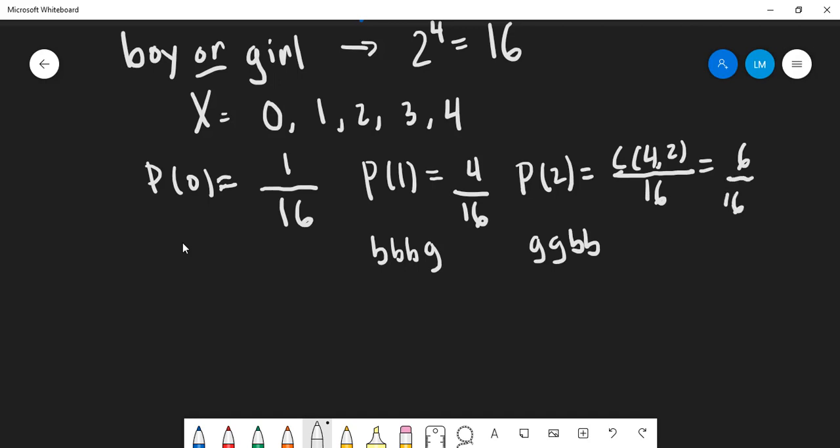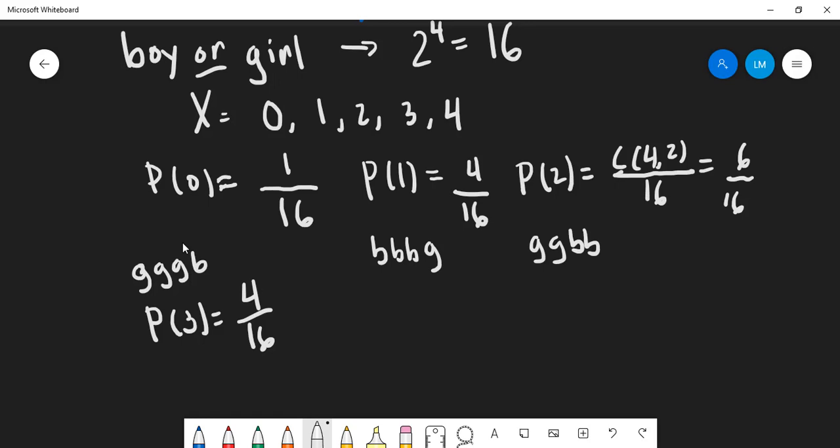Now if we calculate the probability of 3, that's going to be very similar to the probability of 1, because in this case there are going to be 3 girls and 1 boy, so that's 4 different possibilities out of 16. So that's going to be 4 out of 16.